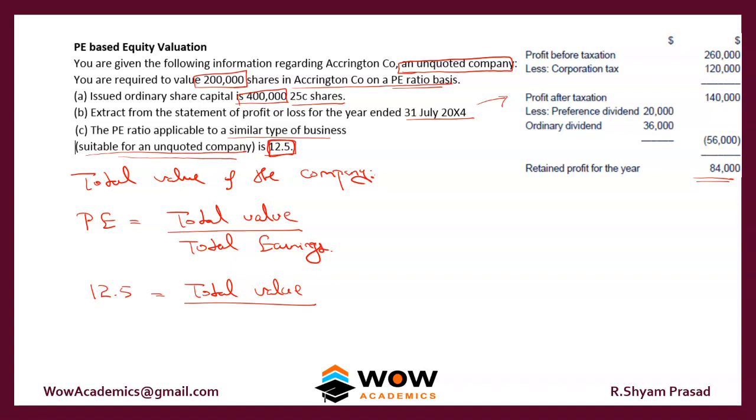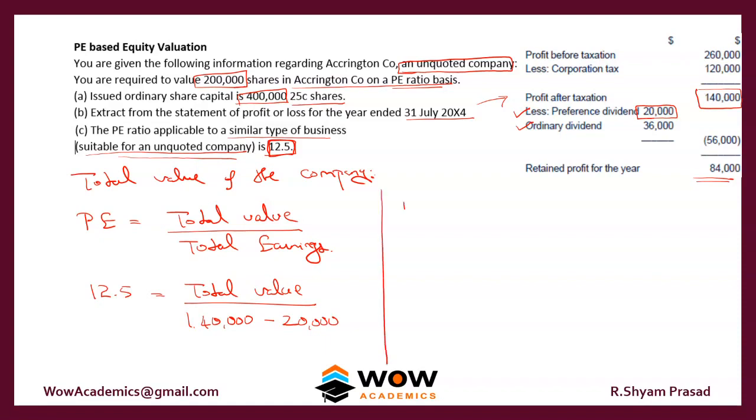So which is the total earnings? See, the total earnings is for the equity holder. Okay, so that is what we are trying to find out. So the total earnings refers here to the profit after tax deducting the preference dividend. So 1,40,000 is for both the preference shareholder and the ordinary shareholder. But when you deduct the 20,000, the remaining 1,20,000 is only for the equity shareholder.